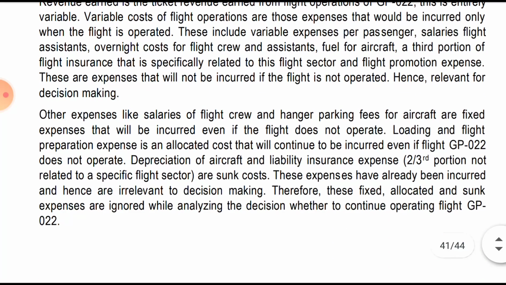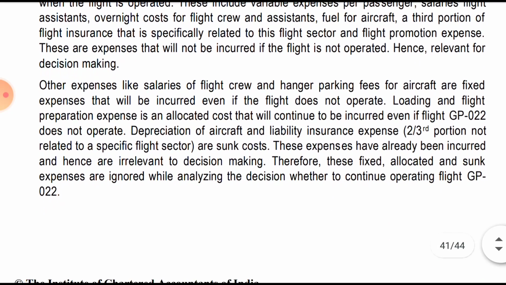Other expenses like salary for the flight crew and hangar parking for the aircraft are fixed expenses that will be incurred even if the flight does not operate. Loading and flight preparation expenses is an allocated cost that can continue to be incurred even if the flight GP22 does not operate. So all fixed costs will be incurred even if the flight is not operated, so it becomes irrelevant whether the flight is operated or not. Hence these costs are irrelevant for decision making.